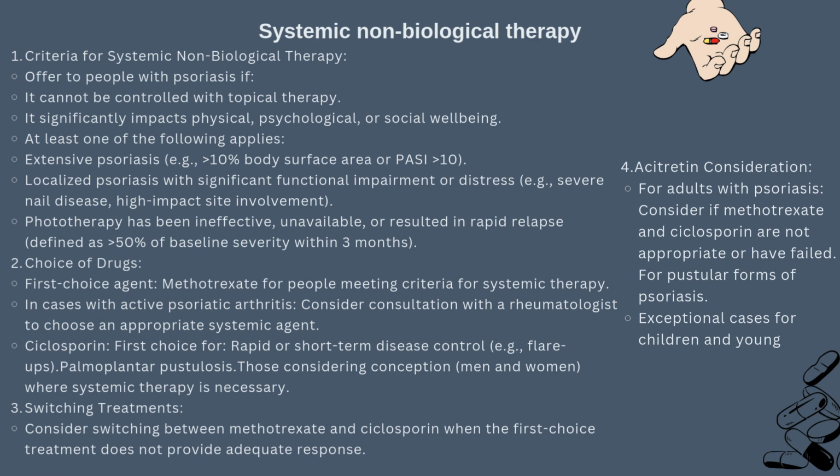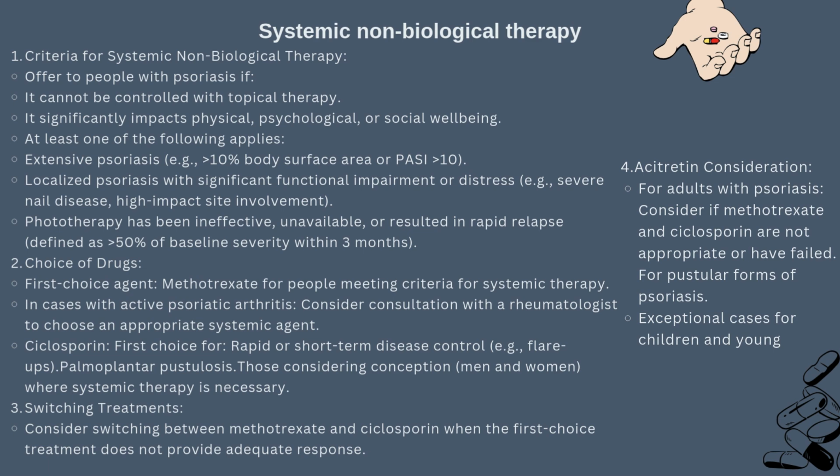Phototherapy has been ineffective, unavailable, or resulted in rapid relapse, defined as greater than 50% of baseline severity within 3 months. Choice of drugs: first choice agent is methotrexate for people meeting criteria for systemic therapy.